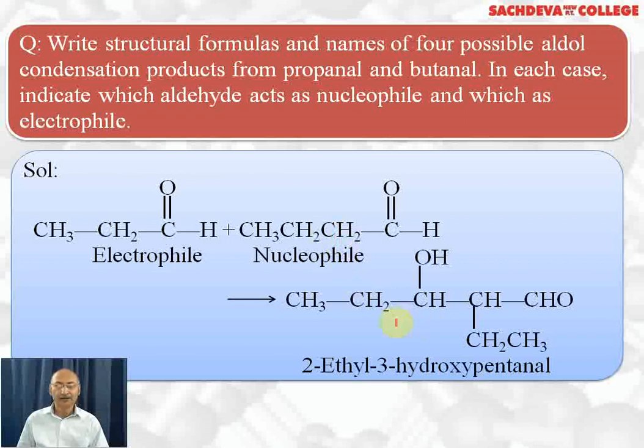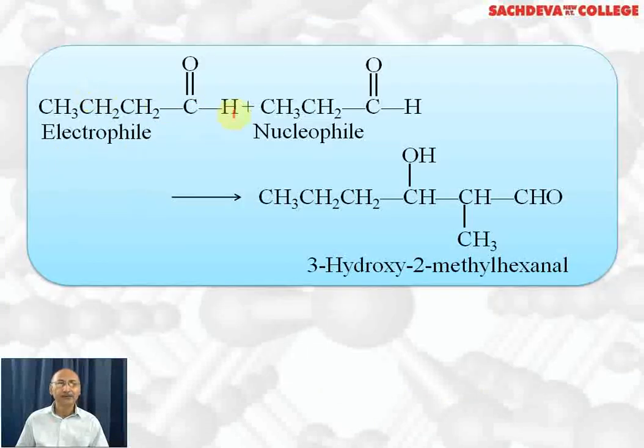And the product formed will be CH3CH2CHOHCH(CH2CH3)CHO. This compound is 2-ethyl-3-hydroxypentanal. Next, we are taking butanal as electrophile and propanal as nucleophile, meaning alpha hydrogen of this carbon will be removed and the carbanion will attack this carbonyl carbon. Product formed will be 3-hydroxy-2-methylhexanal.